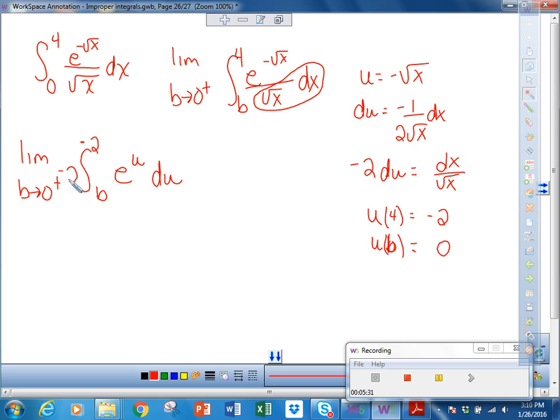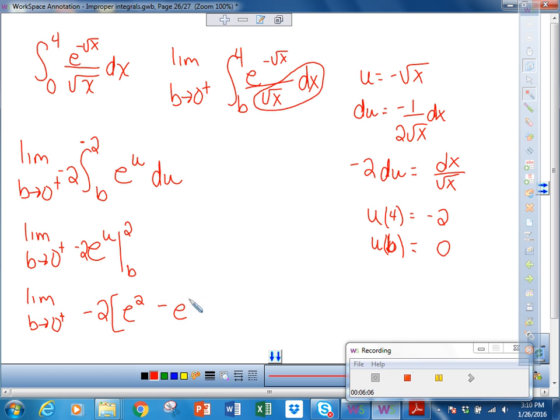And I also have a negative 2 out here. So there's a lot of bookkeeping that I have to keep up with in this problem. But this integration is easy. So this is simply the limit as b approaches 0 from the right of negative 2, and I'm going to put that negative 2 on the outside, e to the u, evaluated from b to 2, which gives me negative 2 times e squared minus e to the b.